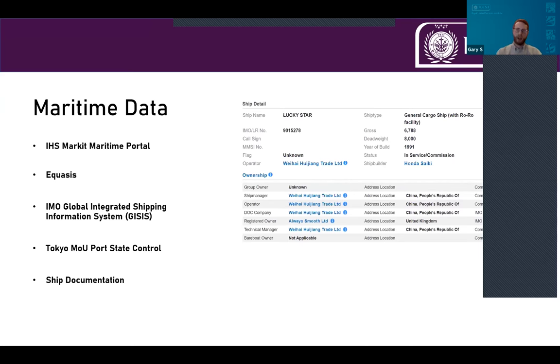As we've seen. In addition, there's also the Tokyo MOU, port state control, which is also quite useful, which is also free to use, and provides similar information, but also records of whether a particular ship was inspected or detained for certain ship deficiencies such as safety.